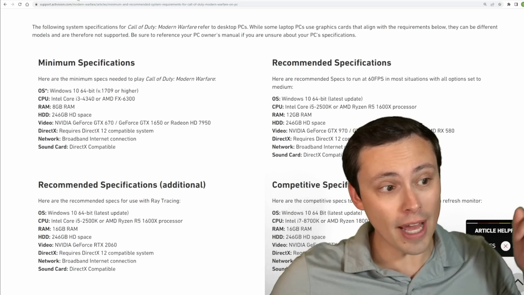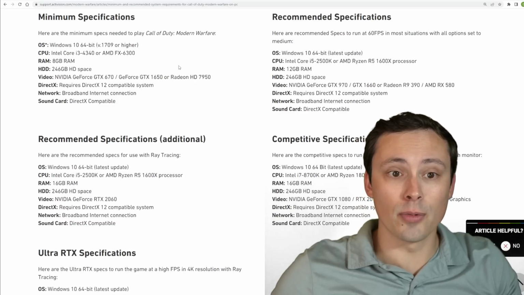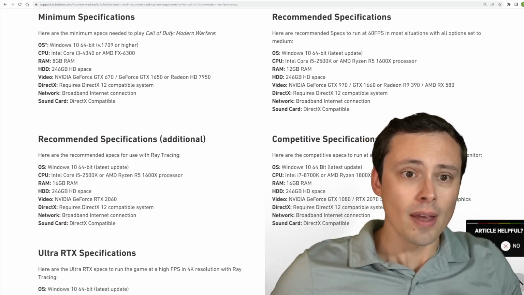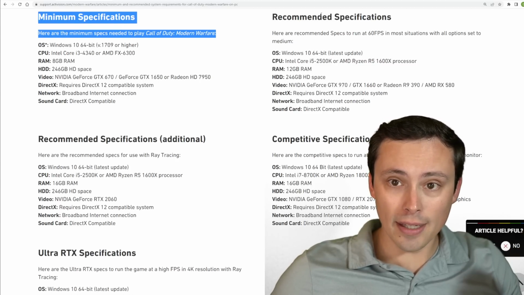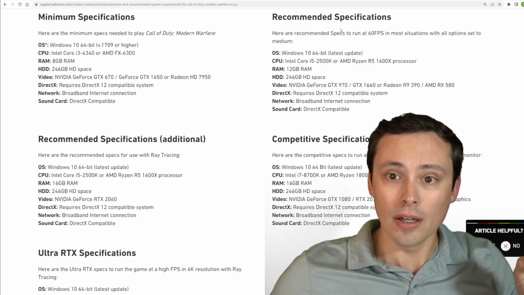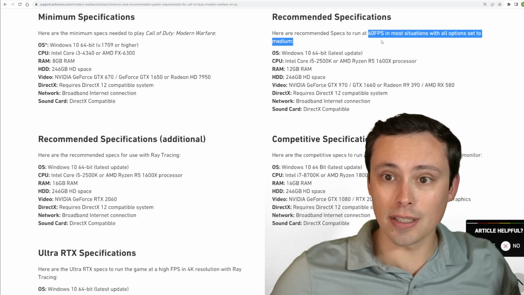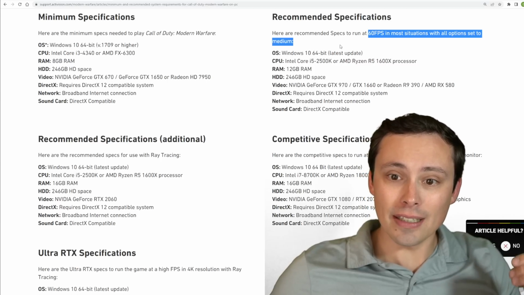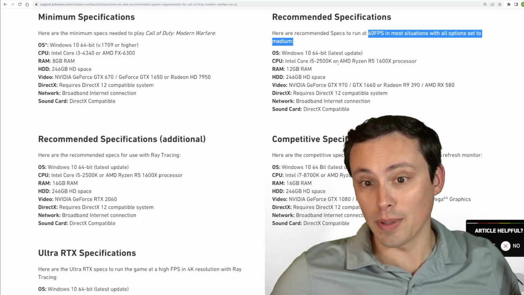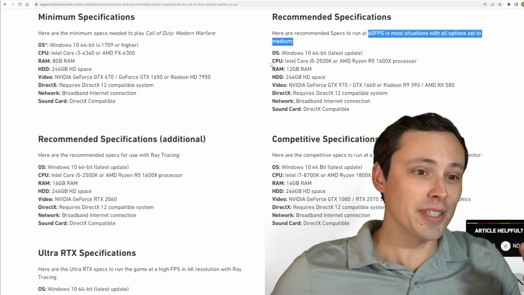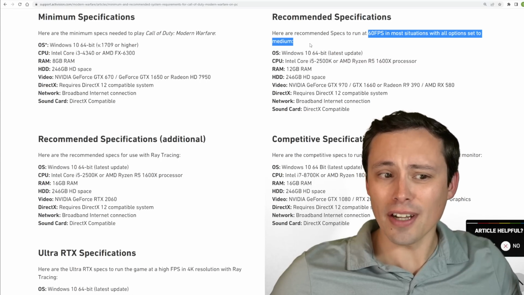And if I hop over to that page for a second, to be clear, what's behind me right now is the old Modern Warfare from 2019. This one doesn't list a frame rate and resolution target for the minimum either, but it does say that their recommended was for 60 FPS in most situations with options set to medium. Now, it doesn't even say the resolution, but I'm assuming that was for 1080p, which is kind of the default standard for PC when not mentioned otherwise.